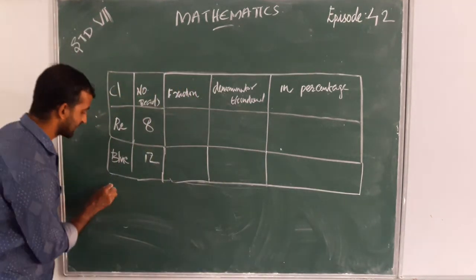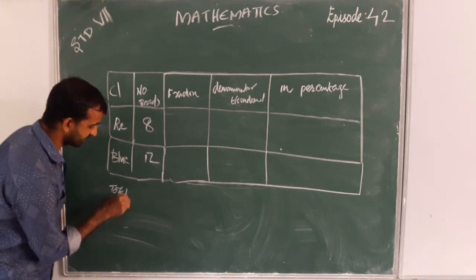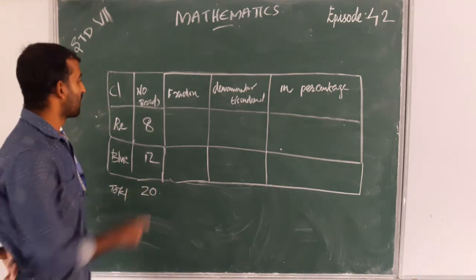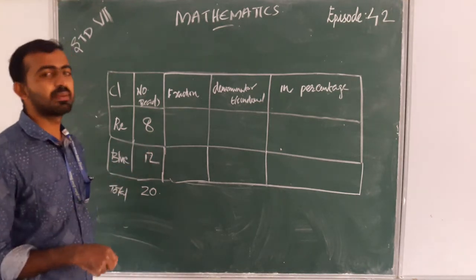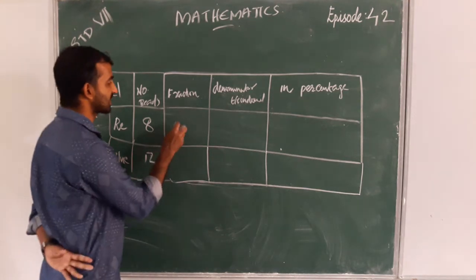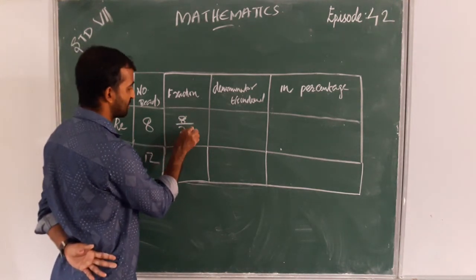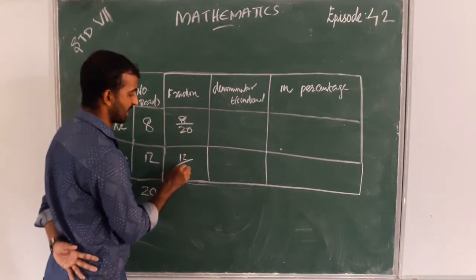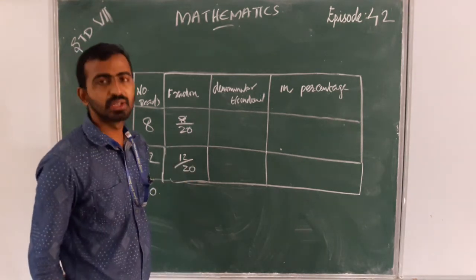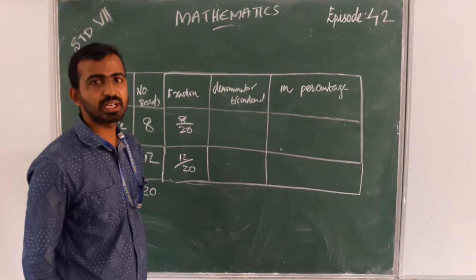That is, the total is 20, not 100. So, what is the fraction? We are already studying the fraction and decimal chapter. Here the fraction means 8 by 20 and 12 by 20. We need the denominator to be 100.